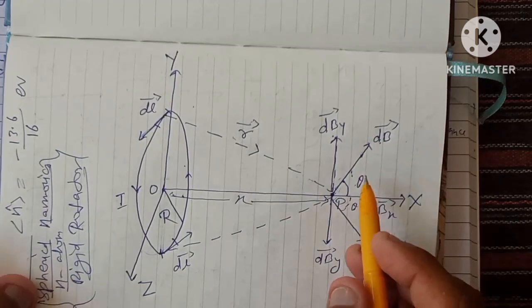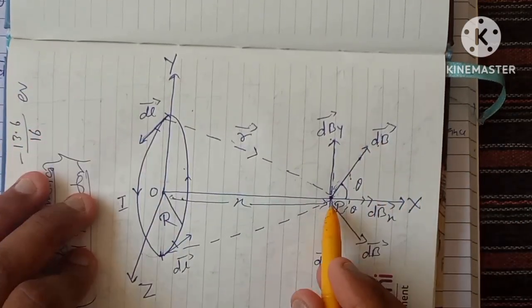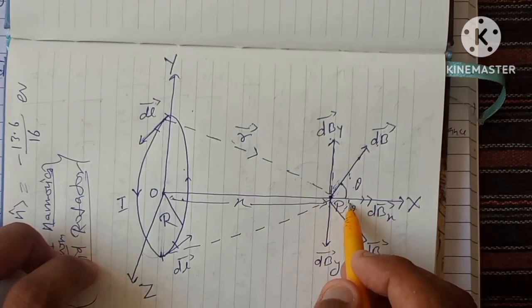Here there is a crucial point: dB vector is not perpendicular to the x-axis. It is making an angle theta with the x-axis.